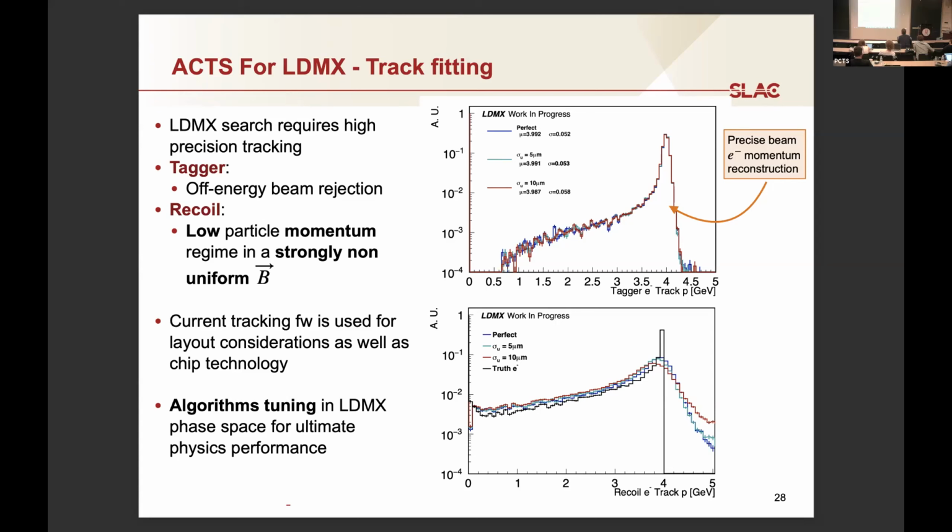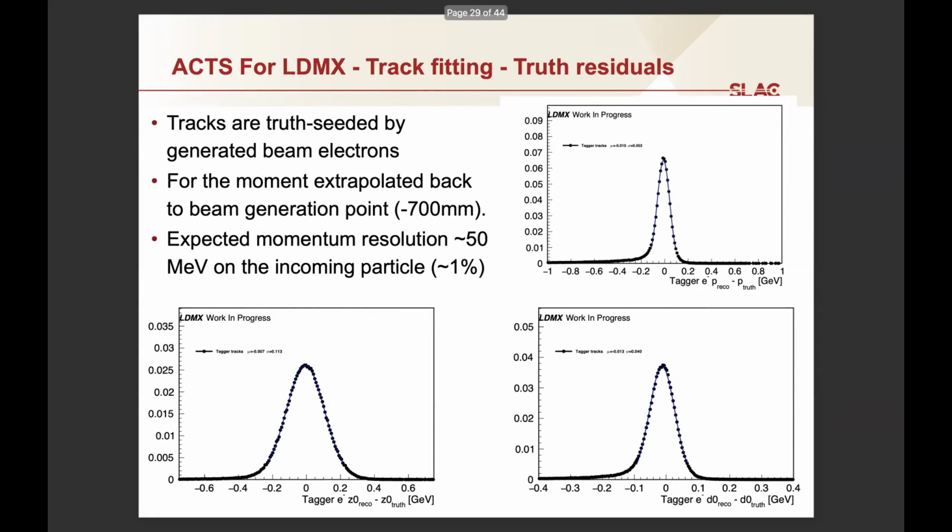For the recoil, you've got 5. Sorry? You've got 5. Okay, yeah. So for the recoil electron, you can see that in black you have the perfect, the truth electrons, and you can notice that the Bremsstrahlung tail is fairly well modeled by this preliminary approach.